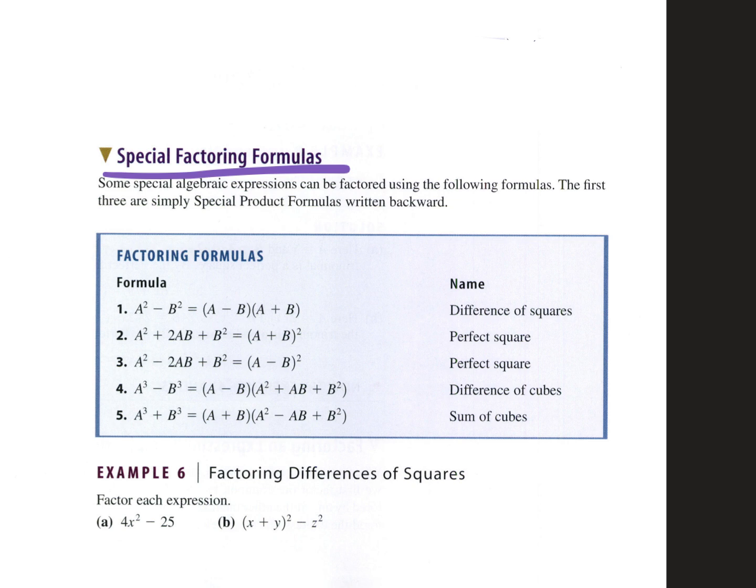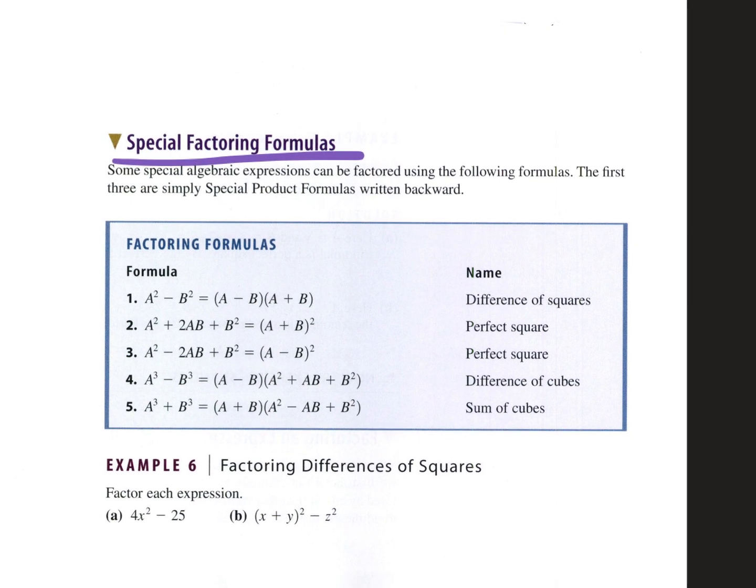So here we have our special formulas. First one we're going to look at is the difference of squares. So when you have two perfect squares that are being subtracted, so this only works when it's subtracting two perfect squares, it factors into a minus b times a plus b.